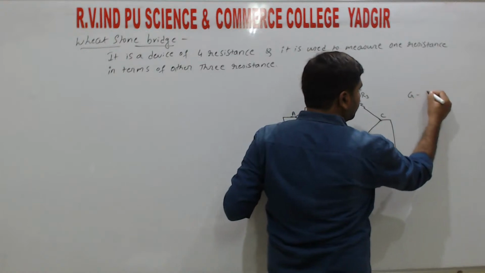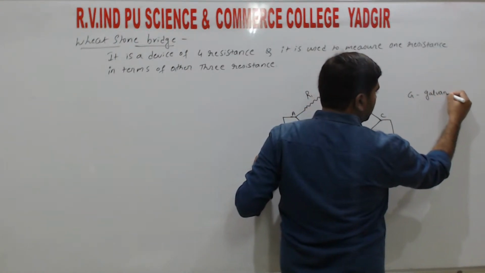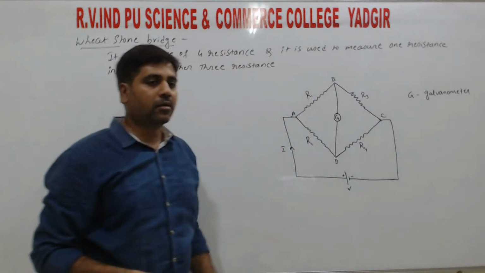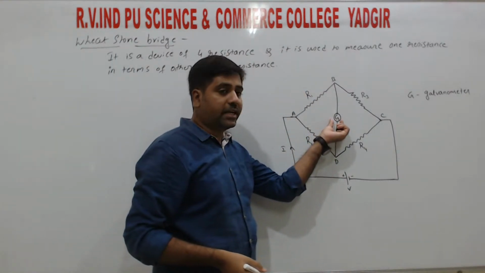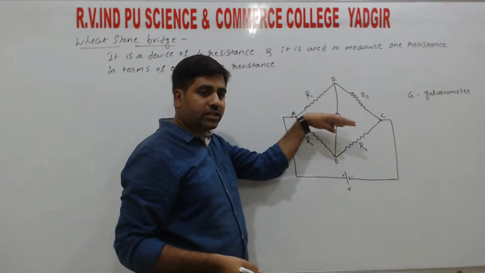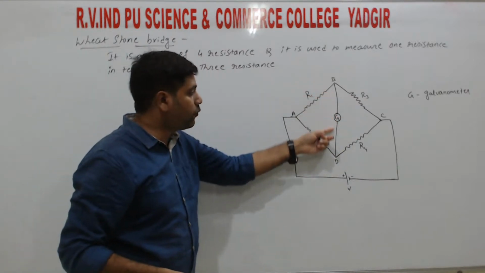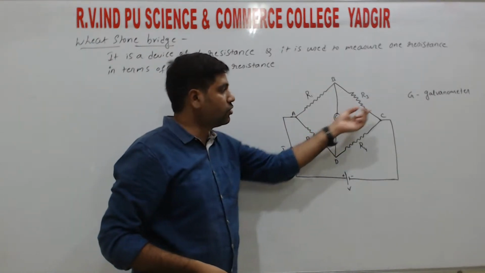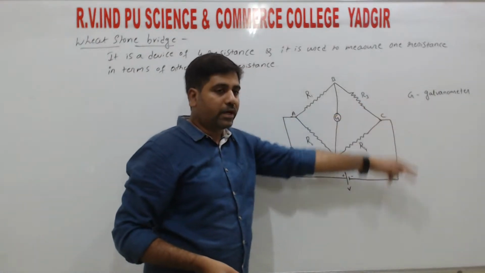So G is the galvanometer, right? A galvanometer is a device which detects the flow of current in the circuit. It is a device which shows deflection. If current is flowing through this circuit, then it shows the deflection, right? So that is the galvanometer.